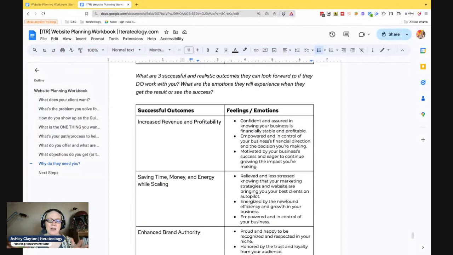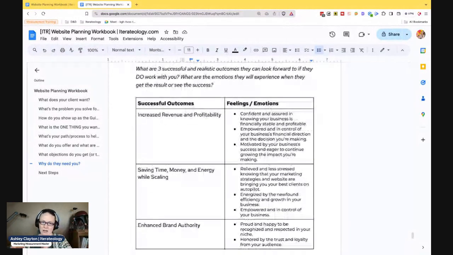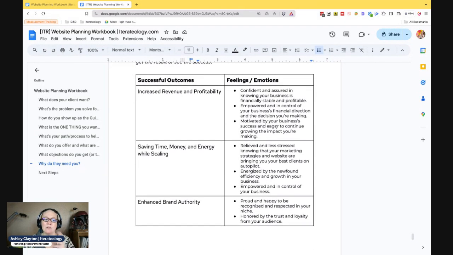And then the other is here are the three successful and realistic outcomes if they do work with you. This is where we don't want to promise the sun and moon, but what is realistically achievable that they may not be aware of, or if they're aware of it and want it, they don't necessarily know all that needs to happen to get them there. That's where your student comes in, but then you leave them with the successful outcome.